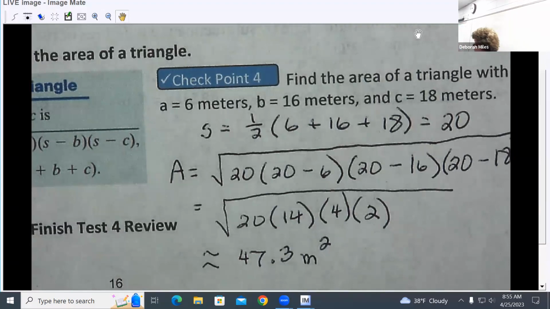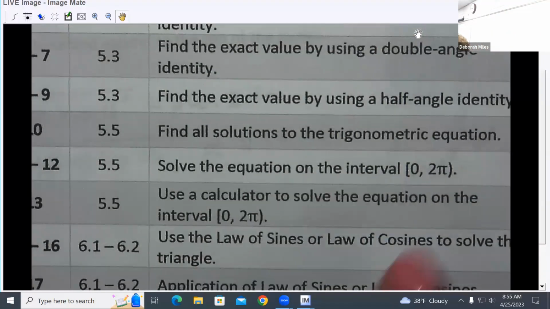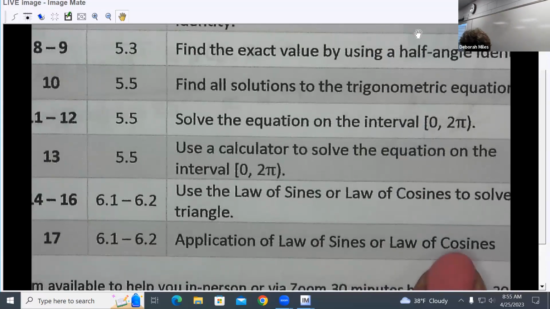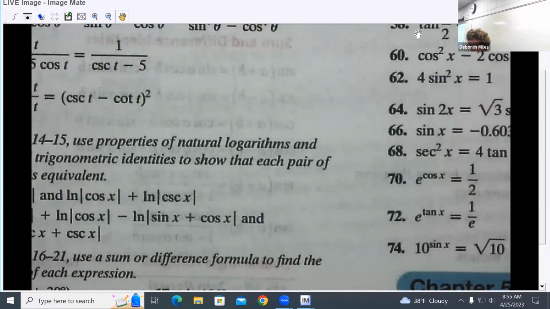What you need to do, what's tomorrow on the calendar? Review day. So you have the review that tells you there's going to be 17 problems. Only one of them is an application of either law of sines or law of cosines. No area problems on there. I gave you all of the problems together from the chapter 5 and chapter 6 review.